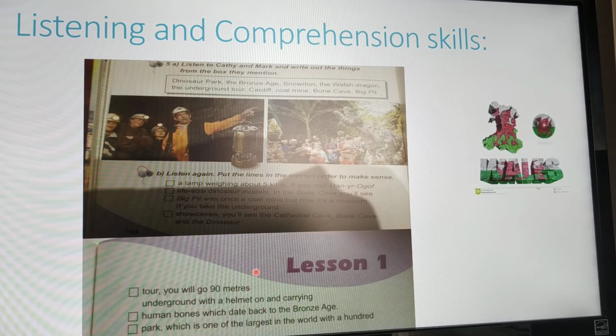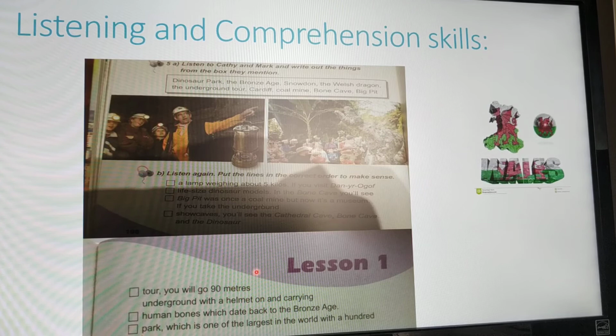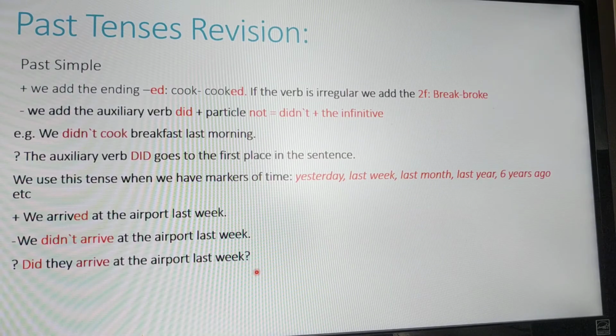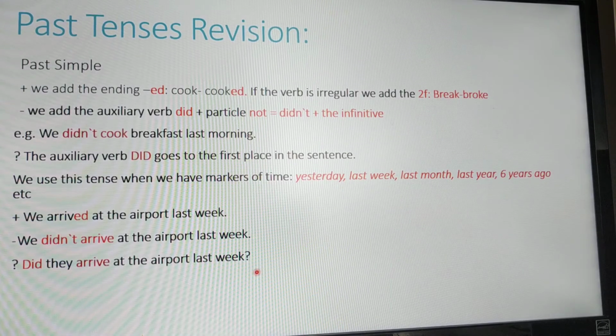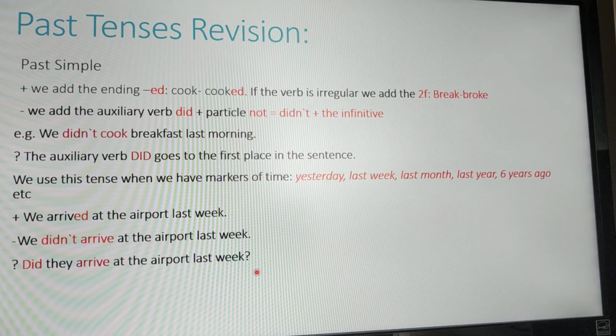I hope that you're ready and you managed to perform the task. Now we are going to speak about grammar. We have the revision of past tenses. Today we will revise past simple and past continuous. I would like to start with past simple tense.